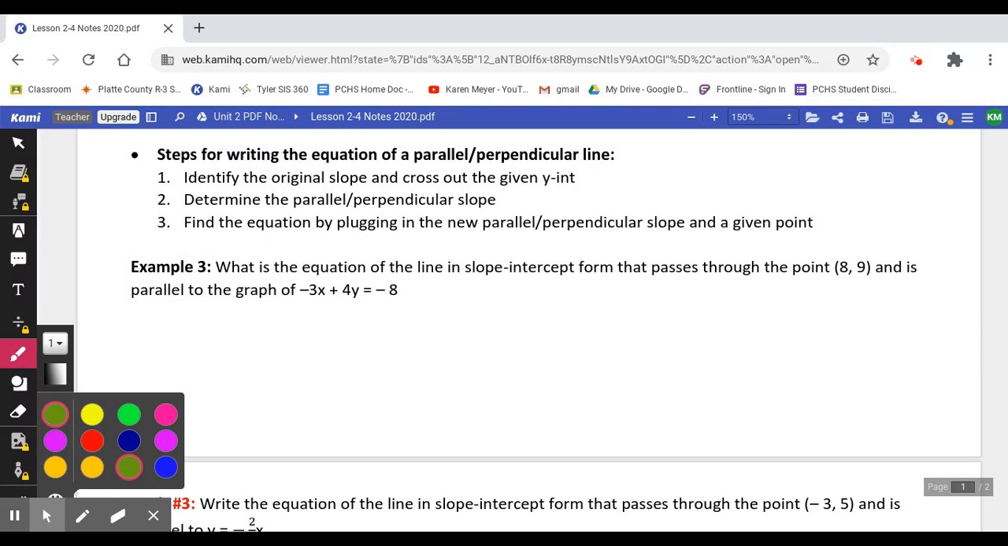Then step number 2 says make sure you're reading the problem very carefully to identify whether we're doing parallel or perpendicular, so we know what to do to the slope. And then step 3 says we're going to find a new equation by using our new slope and the given point to find the new y-intercept to write the new equation. So let's try all that.